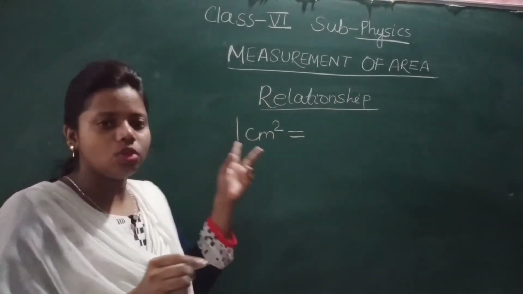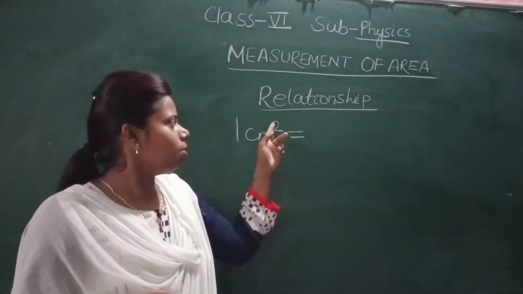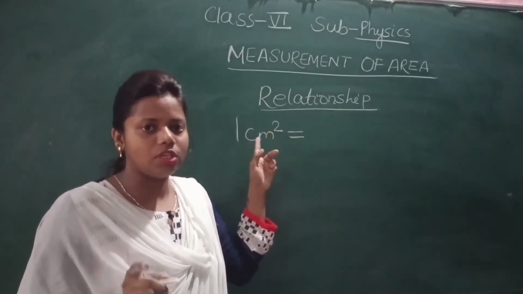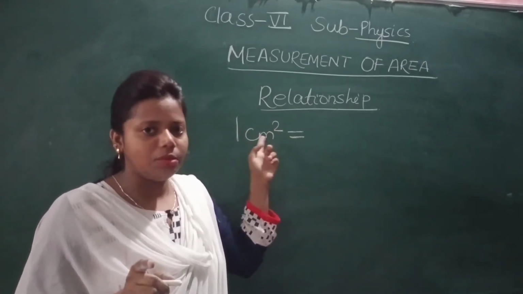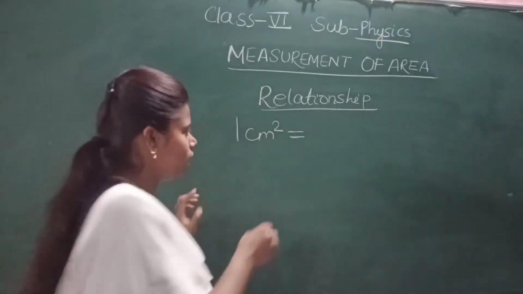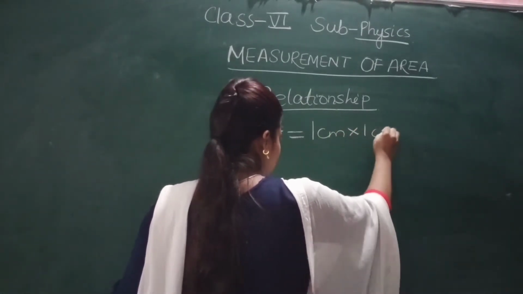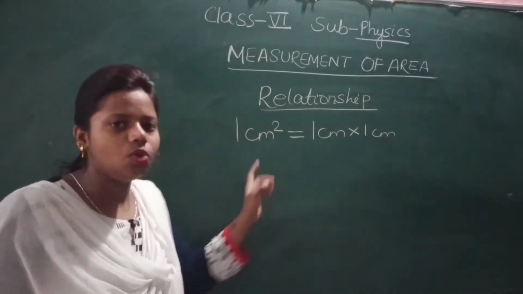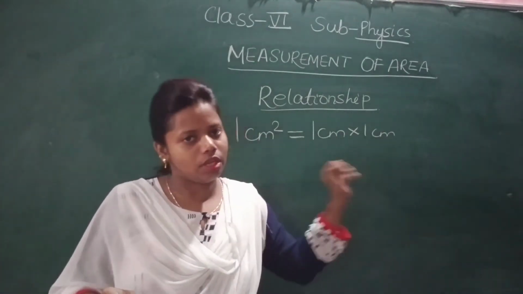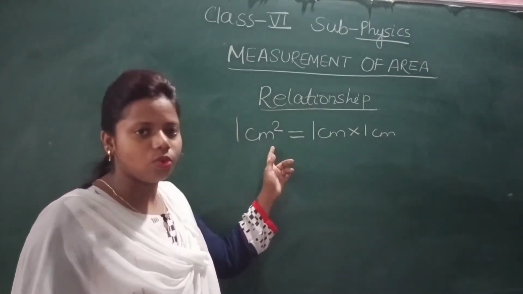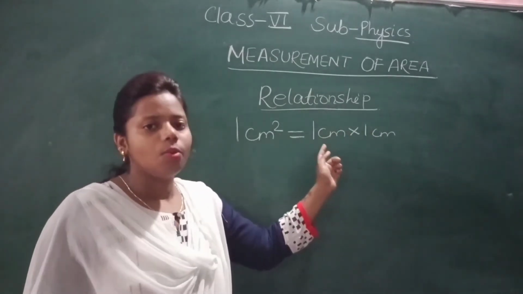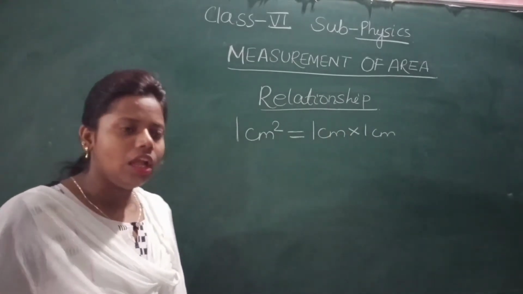Centimeter square means there are 2 centimeters; this 2 is the power, it is written in the form of power. So we can write 1 centimeter square as 1 centimeter into 1 centimeter. This 1 centimeter square we have written in the form of 1 centimeter into 1 centimeter.